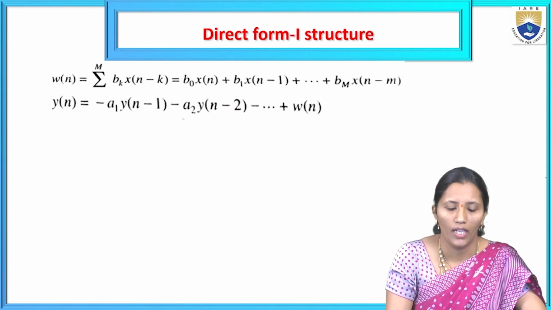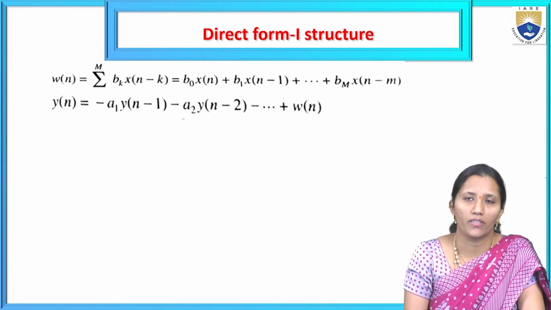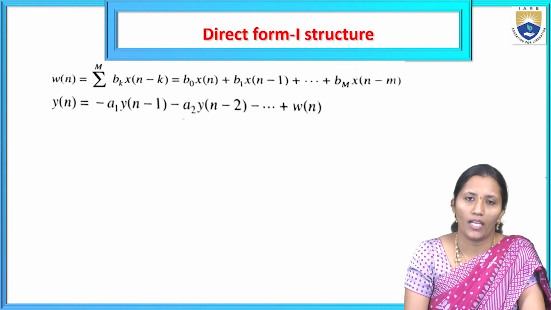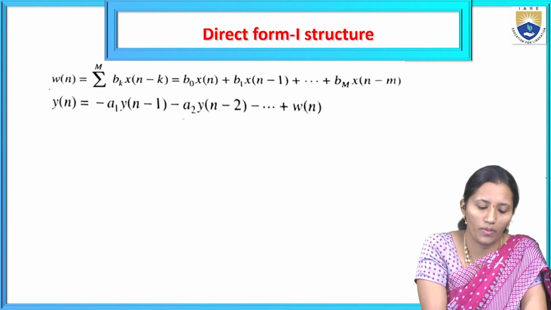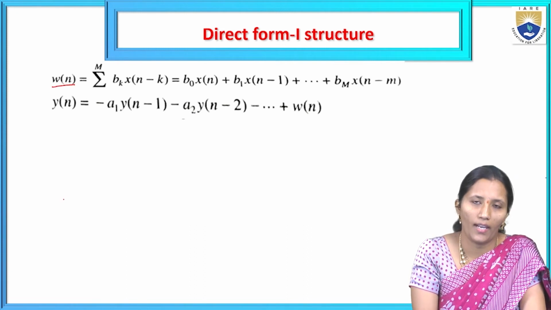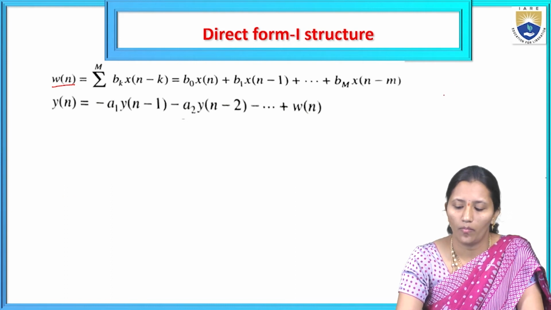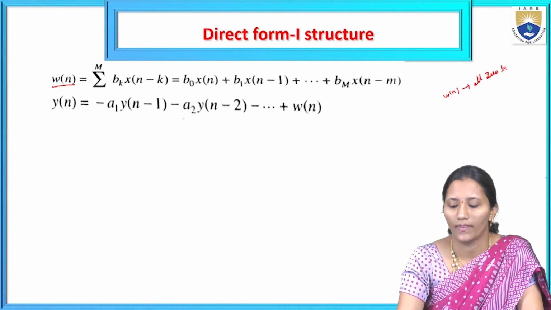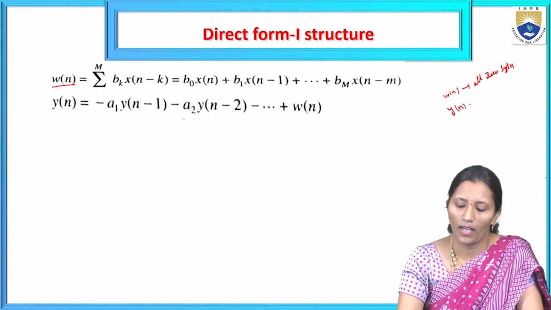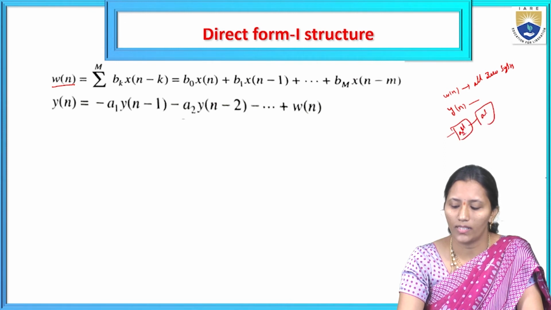So we have to represent this difference equation or transfer function in terms of direct form 1 by using delay elements, scalar multipliers and adders. First I am going to take W of n and represent it in terms of a block diagram, because W of n is an all-zero system. And y of n is first taken as the all-zero system followed by the all-pole system. Then we are going to get y of n.